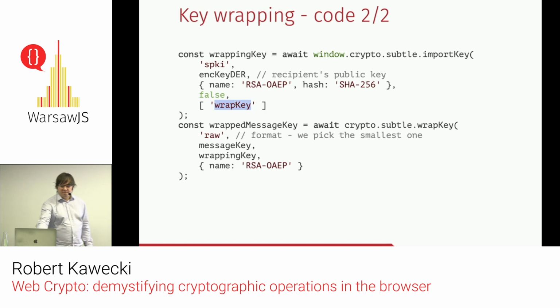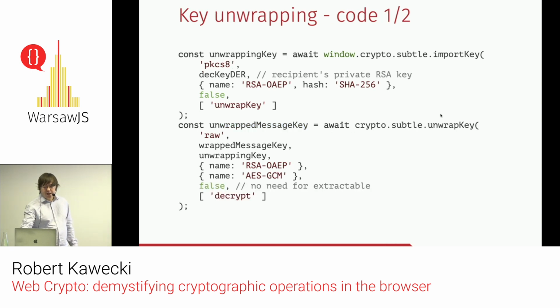So we come up with the wrapped message key, which is the encrypted per-message single-use key. And we send the whole triple. So the wrapped key, which is encrypted, the encrypted message, and the IV to the recipient. And now we're going to see the whole process in reverse, which is decrypting the message on the recipient's side. So quite unsurprisingly, this consists of getting the private key.